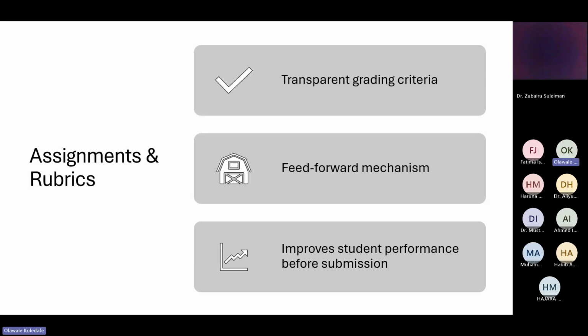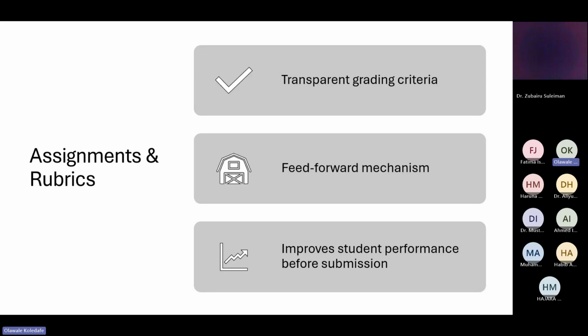We talk about rubrics and assignments, rather. So we all know what assignment is. Assignment is what we give for students to do. Some people call it homework. But when assignment comes with rubric, what does that do? It gives a transparent grading criteria. The students know exactly what you are looking for. They are not just troubleshooting to get an answer. They know exactly what you want them to do.